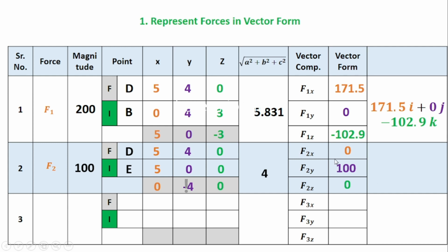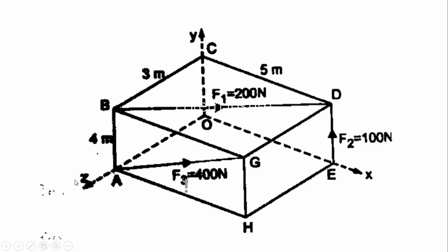So in vector form we can represent it as 0i plus 100j plus 0k. This is the vector form for the force F2. After this we'll go for the force F3. F3 is located here. So the starting point for the F3 is A and the final point is G.